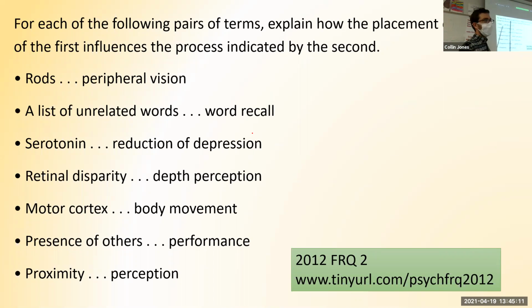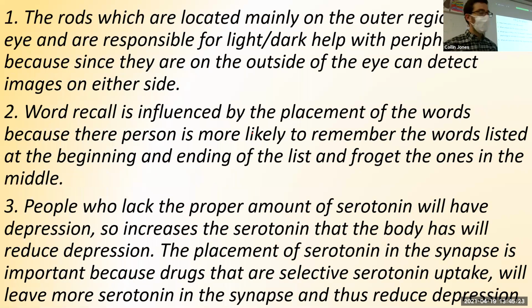The location of rods impacts peripheral vision because it only allows you to see black and white and gray. You can't see color in your peripheral vision because the rods are the only thing on the edges of the retina. That's how I answer number one. Let's look at how an actual student responds to this prompt.